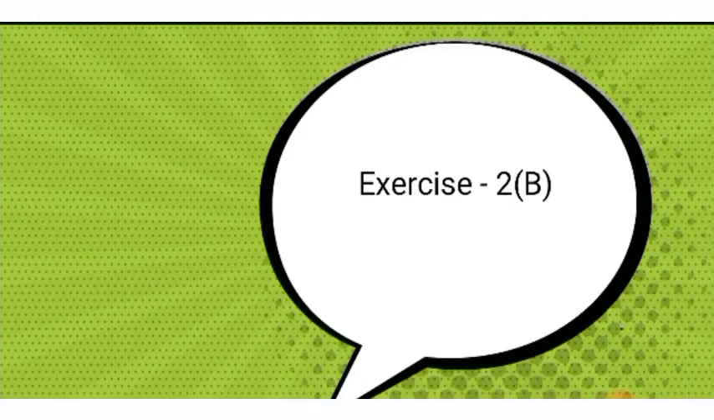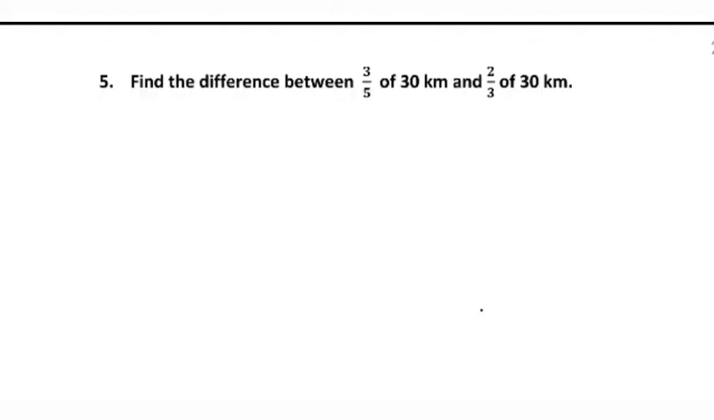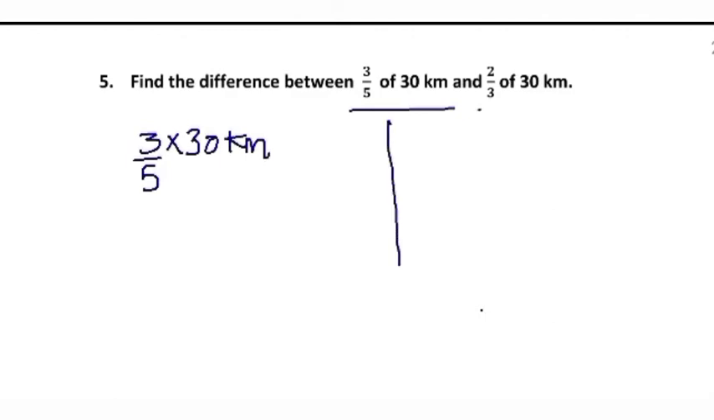Hello students, today we are starting with question number 5 of exercise 2b. Question number 5 is: find the difference between 3 by 5 of 30 kilometers and 2 by 3 of 30 kilometers. So firstly we will find the 3 by 5 of 30 kilometers. And on the other hand we will find 2 by 3 of 30 kilometers.